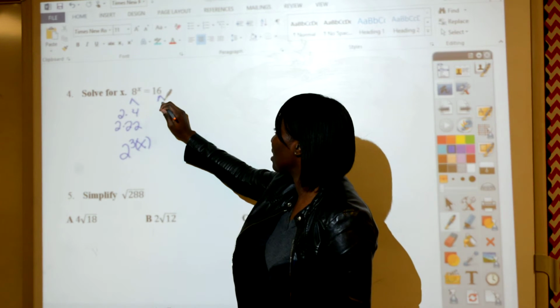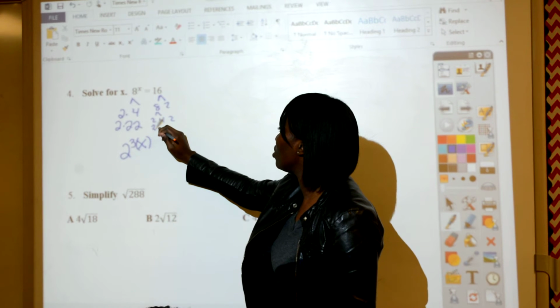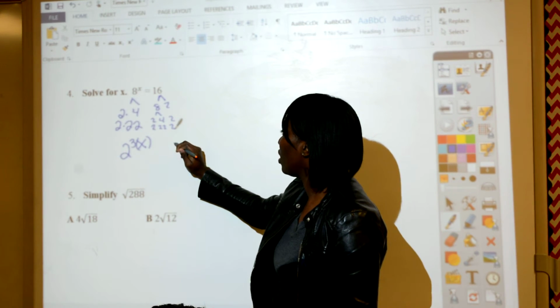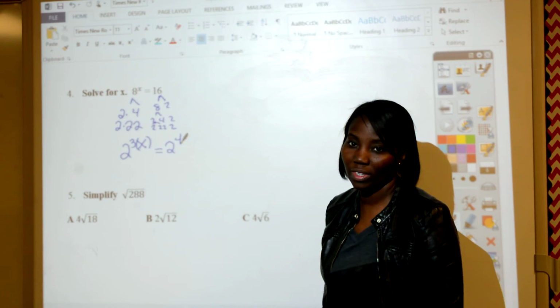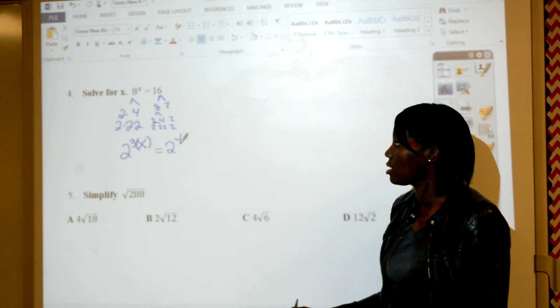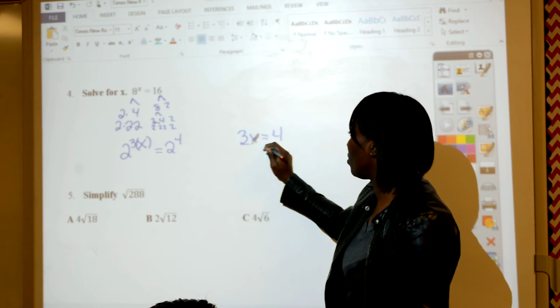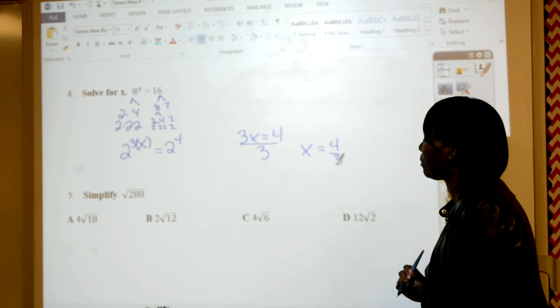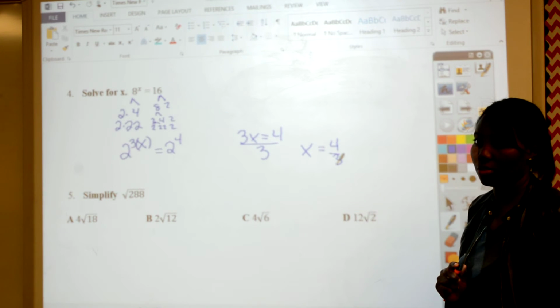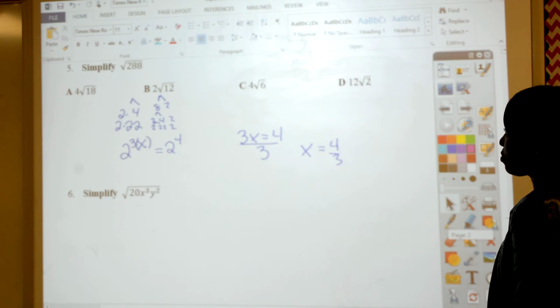And then we can break 16 down to 8 times 2, 2 times 4 times 2, and then 2 times 2 times 2 times 2. And so that's going to be 2 to the power of what? 4. And so now we made them have the same base. So same base means that the exponents are equal. We divide both sides by 3, and so x equals 4/3. Any questions on this one? Everybody got it? And then lastly, oh no, we have 2 more.